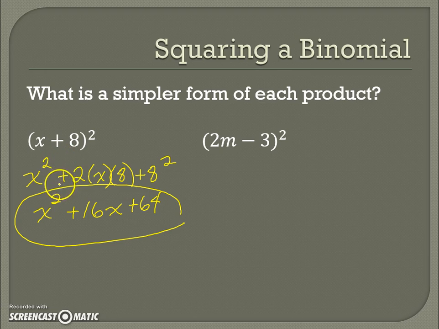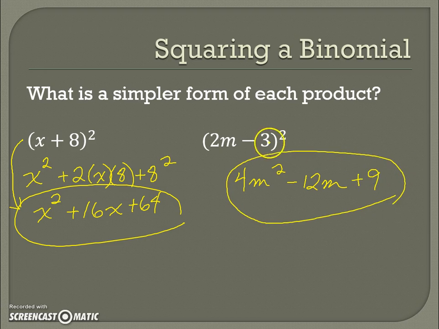Now, the goal for you is to be able to go from here to here without needing to write out this middle step. So this times this times 2, and then this times this. So let's take a look at how that would work here. I'd have 2m times 2m, which is going to be 4m squared. 2m times negative 3 is negative 6, so I double that. So negative 12m, and then negative 3 squared is positive 9. You should be able to do that with mental math. That's the goal for you on these, is to be able to go from here to here very, very quickly.